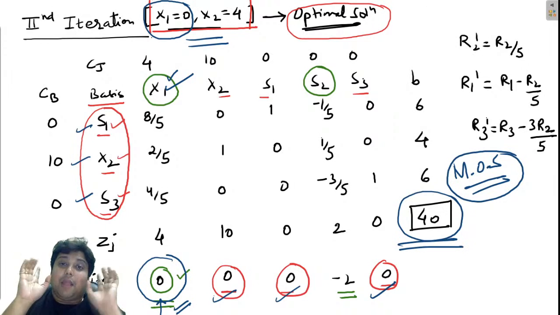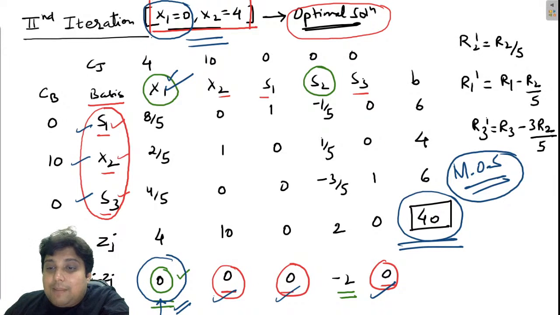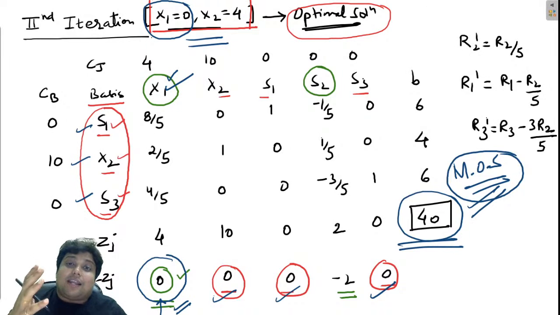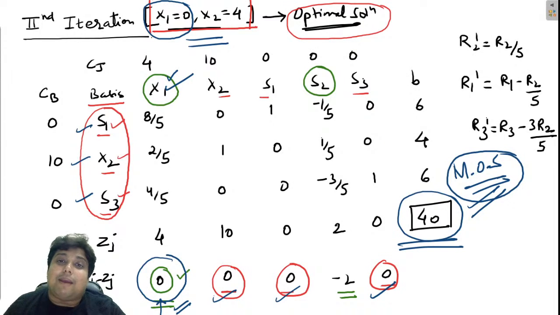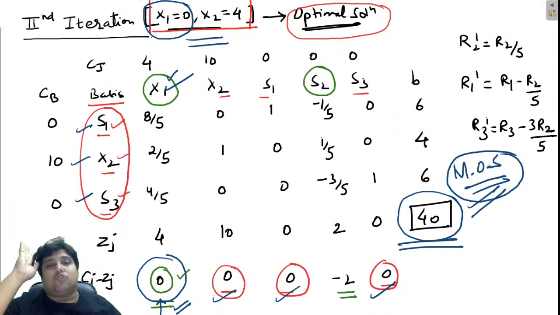More solution but same maximum point. So that, my friend, is a case of multiple optimal solution. How we obtained that? We simply obtained that by observing the number of zeros in the Cj minus Zj. If the number of zeros are more than the number of basis variables, then this concludes that it is a case of multiple optimal solution.